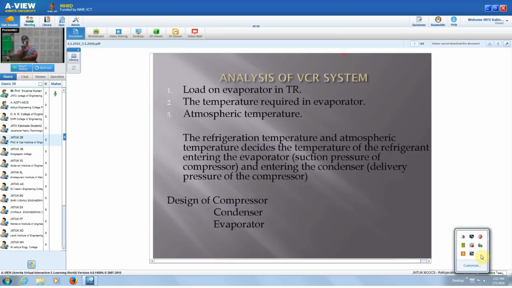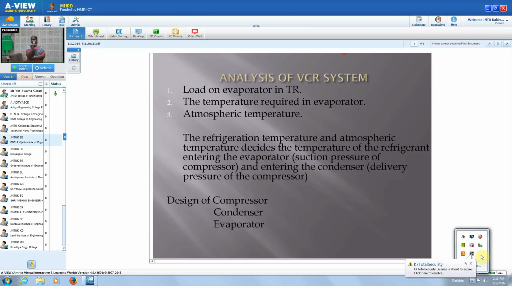And for the analysis of the vapor compression refrigeration system, the main parameters required for doing any problem or for designing any vapor compression refrigeration system are the load on the evaporator in tons of refrigeration, whatever load is required, which is to be known, and the temperature required in the evaporator, is it 0 degrees centigrade or minus 40 degrees centigrade, or sometimes even minus 150 degrees centigrade may be required in the evaporator. So that temperature is also important. Then the atmospheric temperature, the temperature to which the heat rejection takes place. So that is also very important.